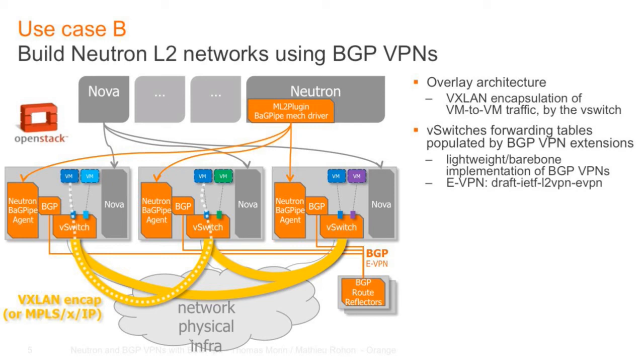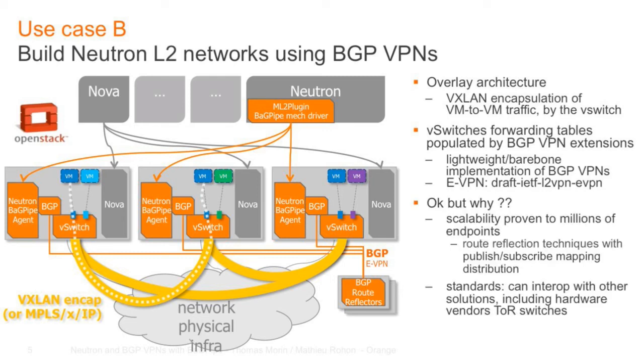The other important point to mention is that we don't use the layer 3 BGP VPN extensions, but the recent Ethernet VPN extensions that have been defined in the IETF, and which allow to emulate layer 2 Ethernet networks. The reason why we think this is a good idea is that the architecture of BGP VPNs has been proven for its scalability in the past. Today operators' networks deploy millions of VPN sites using these techniques, in particular route reflection techniques with publish-subscribe mapping distribution.